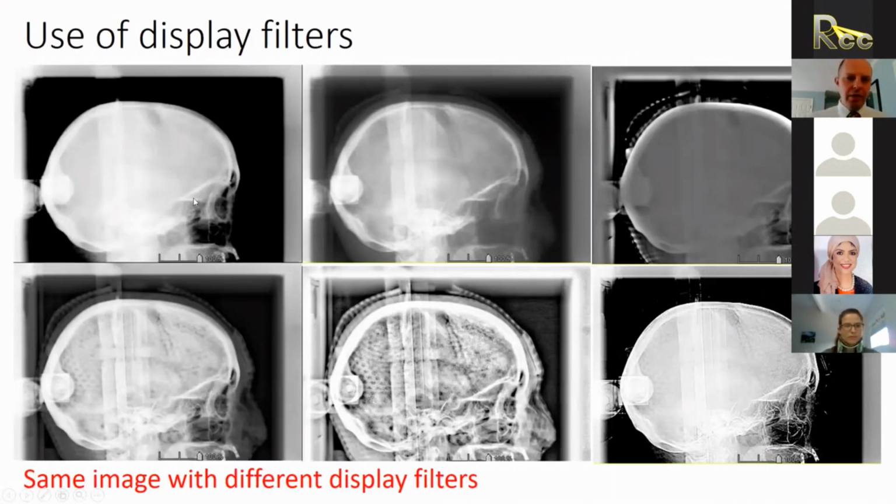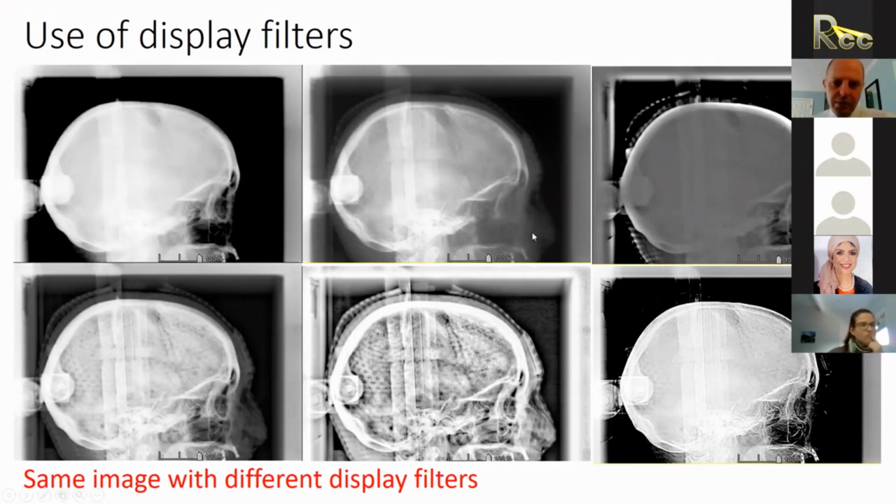So just another note is about the use of display filters. Often the software allows different ways of processing your image and visualizing your image. So this is the same image, a kV lateral radiograph, but with different display filters that are provided by the vendor. So you can see there's a wide variety here. And so it's good to know that these are out there and available.